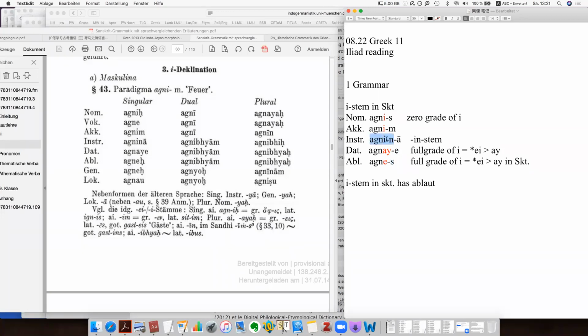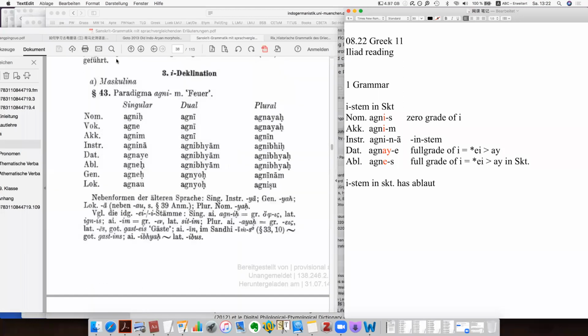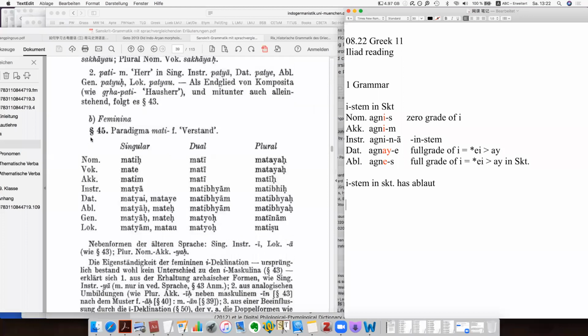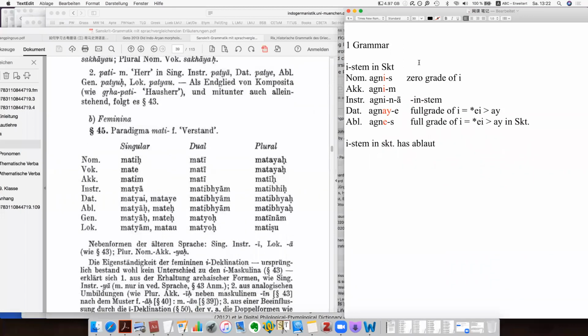But then here, it is really strange. It's actually called agninam, right? It is actually not the singular. So take a look. This is the masculine. So agni is actually masculine, right? And if we move on, feminine. So here, masculine.